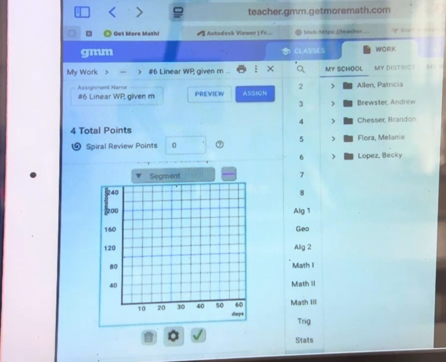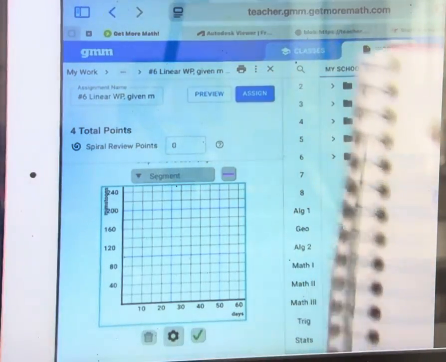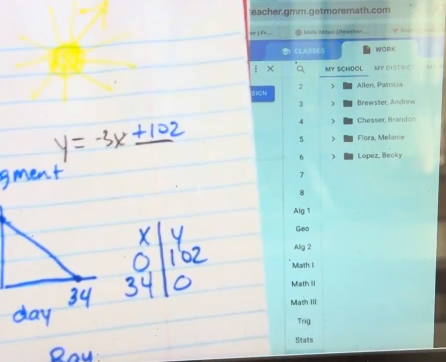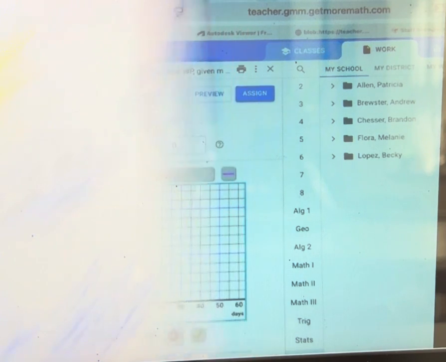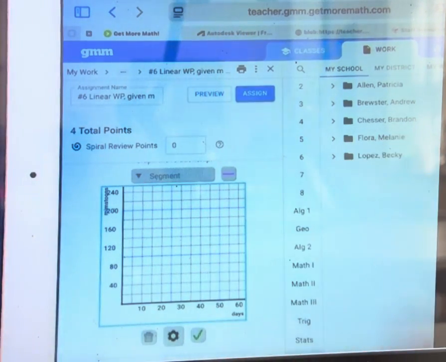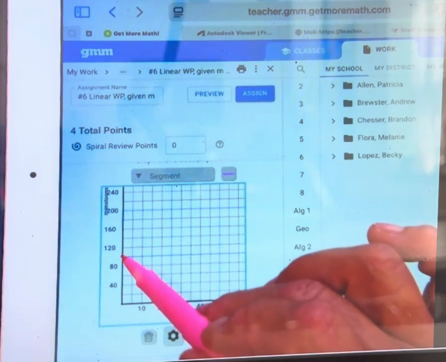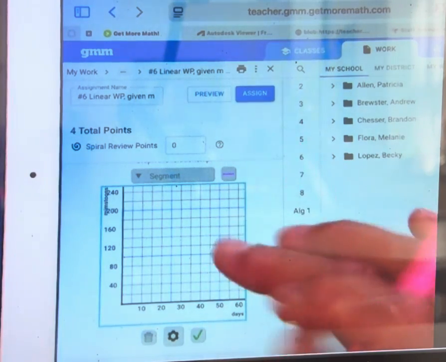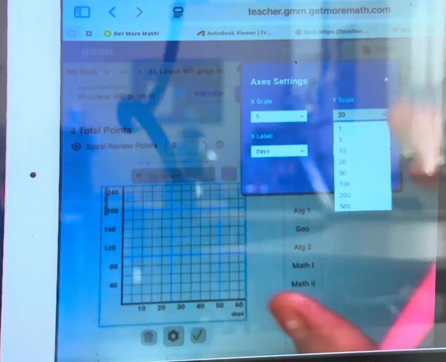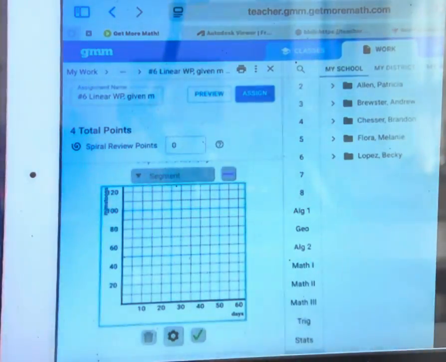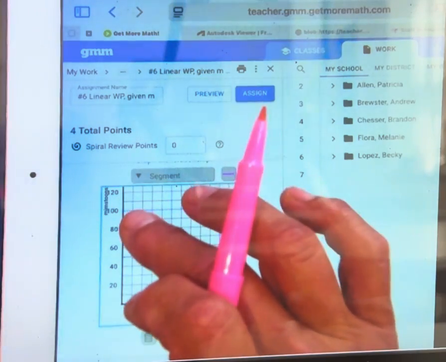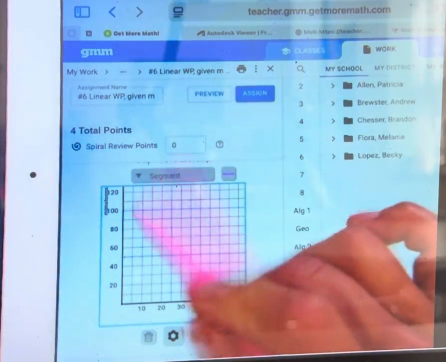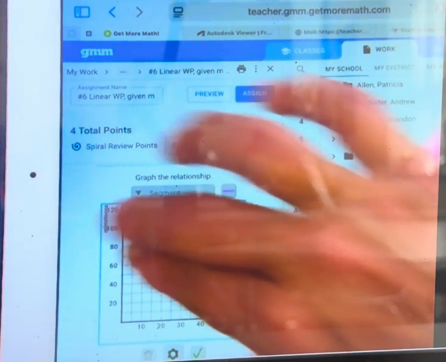And the first thing you have to plot is the y-intercept. So my y-intercept was at (0, 102), and the 34 was my x-intercept. So 102. And did I need to go up to 240? No. So I needed to be at 10. My finger was fat. Okay. So 102. So I've got 100. And let me make this bigger.